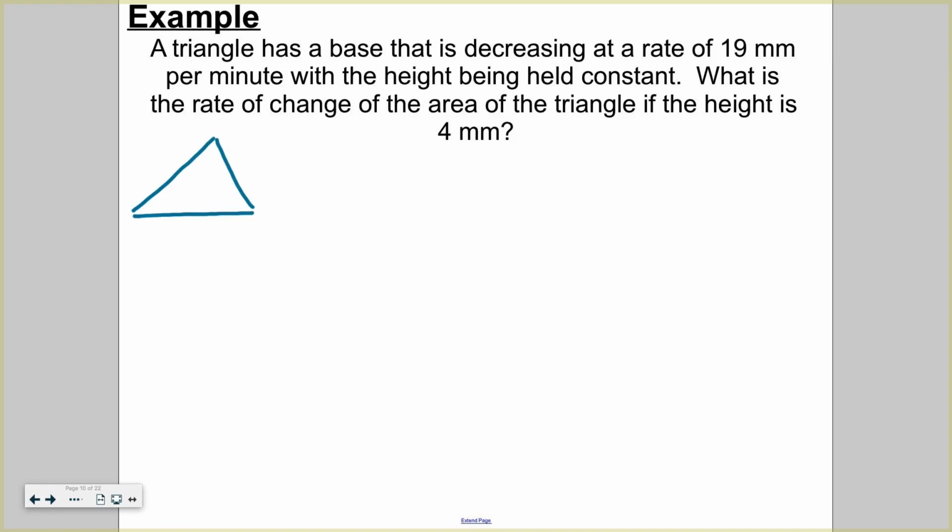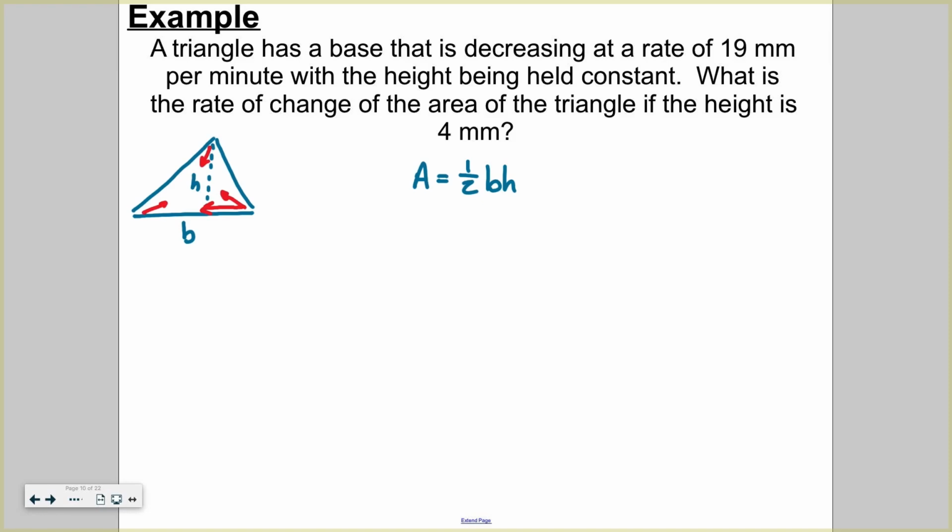And we're dealing with the area of the triangle, and we know that area is equal to 1/2 the base times the height. So that means in our triangle we need to label the base, which is going to be this guy, and then the height, which is going to be this guy. Alright, so we're told that the triangle has a base that is decreasing. So that means the base is going to be shrinking. And that means that if the base is shrinking, the area is also going to be shrinking inward. So this triangle is just going to get smaller and smaller.